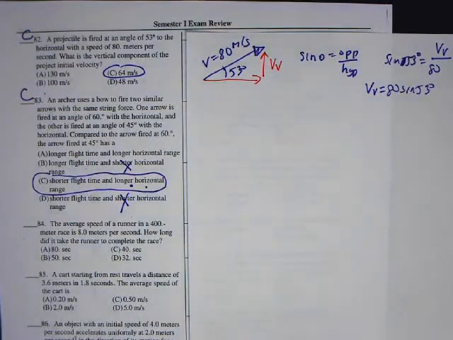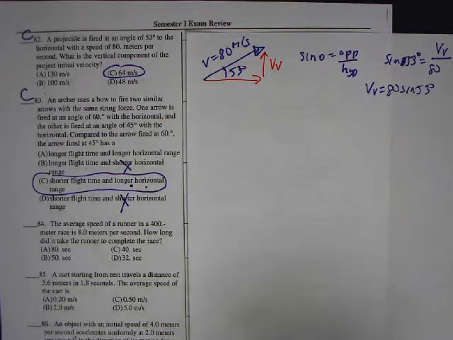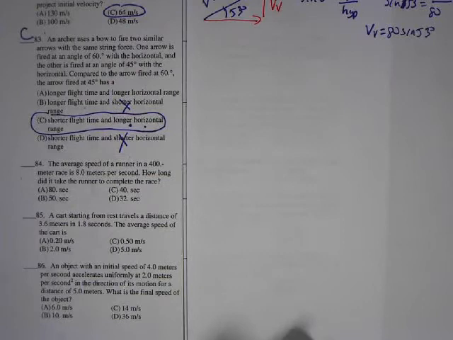Now, we could work that out mathematically, but wouldn't that take too long? Like to work out X and T for 45 and 60. That would take too long, right? So that's why for a question like that, you don't want to work it out.